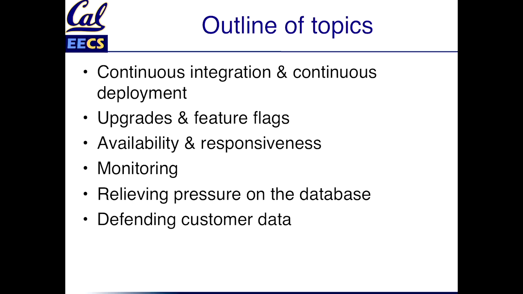So we'll talk about some of the practices that are used for SaaS development ops or DevOps. We'll talk about continuous integration or CI, which some of you may have heard of, and continuous deployment, which goes along with it. Upgrades and feature flags. How do you upgrade an application without breaking it and having to bring it down because downtime is bad for software as a service? We'll talk about what availability and responsiveness mean. So obviously these are things you'd want your site to have, but how do you measure them and how do you know if you're doing well?